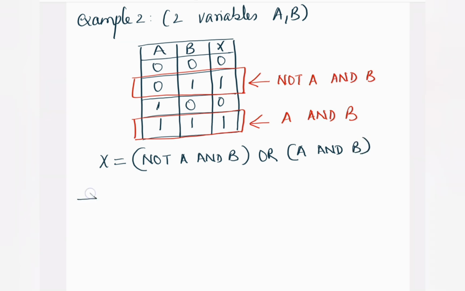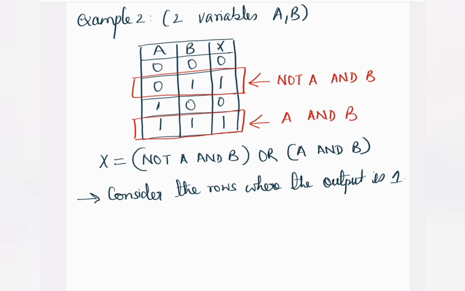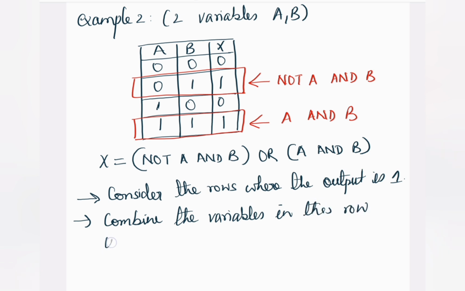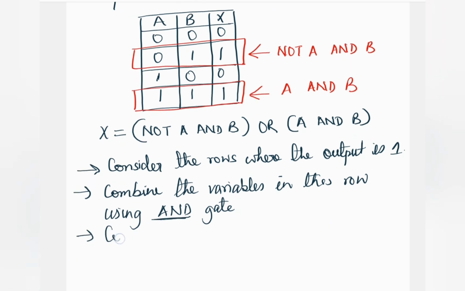So the outcome is two things. First is, the first rule is consider the rows where the output is 1. That's the first rule. The second, combine the variables in this row using AND gate. Let me underline this. And the last rule is combine these rows using OR gate.